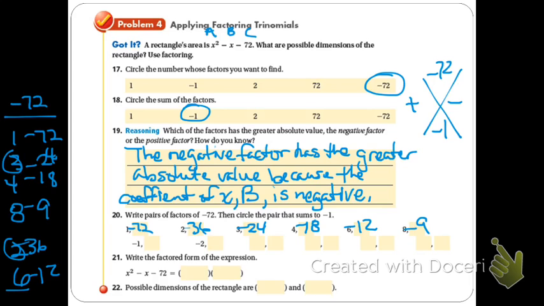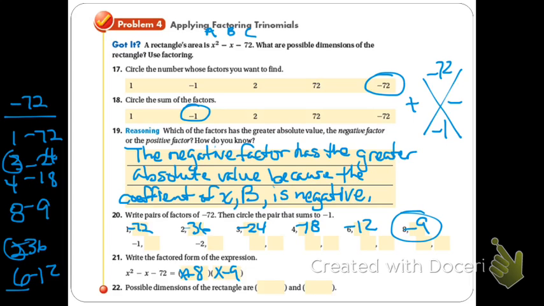So the factored form of the expression would be x, and we know we want plus, minus. And then which pair equals negative 1 when we add them together? Well, that would be the 8 and negative 9. So 8 and negative 9.